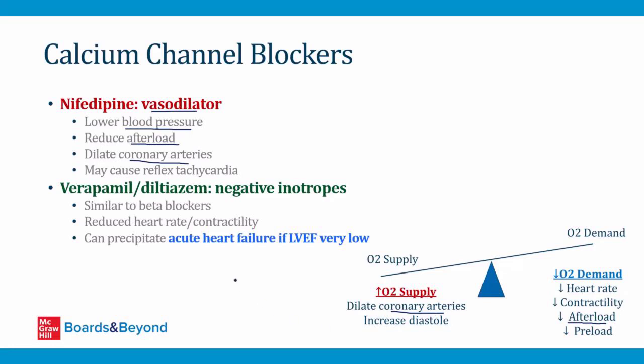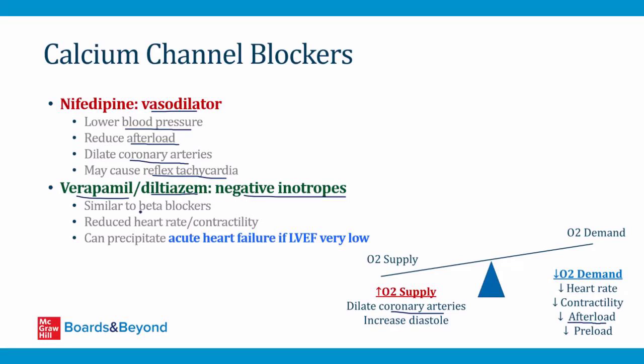However, because it's a vasodilator and it reduces blood pressure, it can activate the sympathetic nervous system, just like we talked about before with nitrates, so it can have a reflex tachycardia effect, and this blunts some of the beneficial effects in stable angina. The other two calcium channel blockers, verapamil and diltiazem, are negative inotropes.